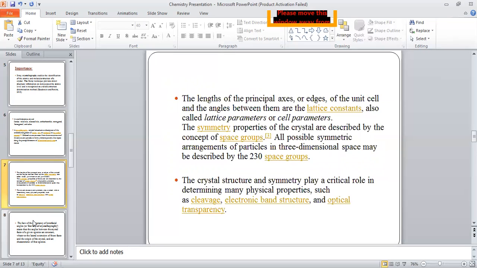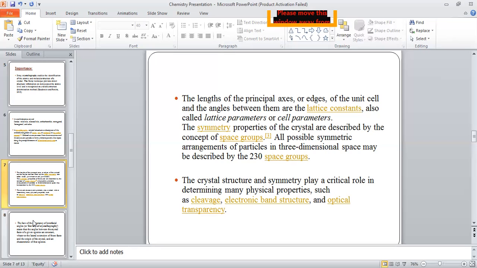The symmetry properties of the crystal are described by the concept of space groups. All possible symmetric arrangements of particles in three-dimensional space may be described by 230 space groups, which we study in crystallography. The crystal structure and symmetry play a critical role in determining many physical properties, such as cleavage, electronic band structure, and optical transparency.